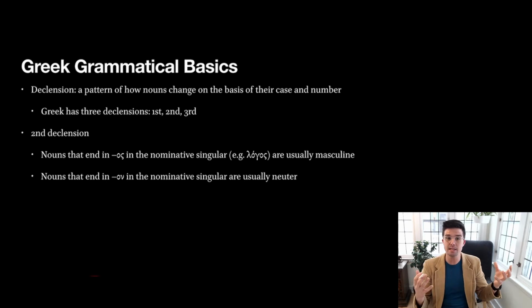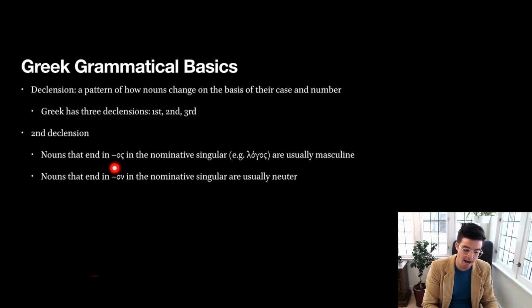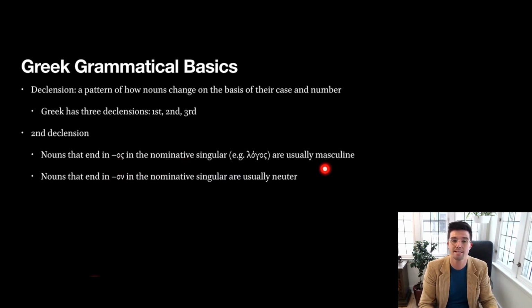So the second declension is a group or a pattern of nouns that end in omicron sigma in the nominative singular, words like logos, that are usually masculine, though not always the case. So usually nouns that end in omicron sigma in the nominative singular are masculine and they decline according to the second declension, or they change their form of case according to the second declension. So that's one of the groups of nouns in the second declension.